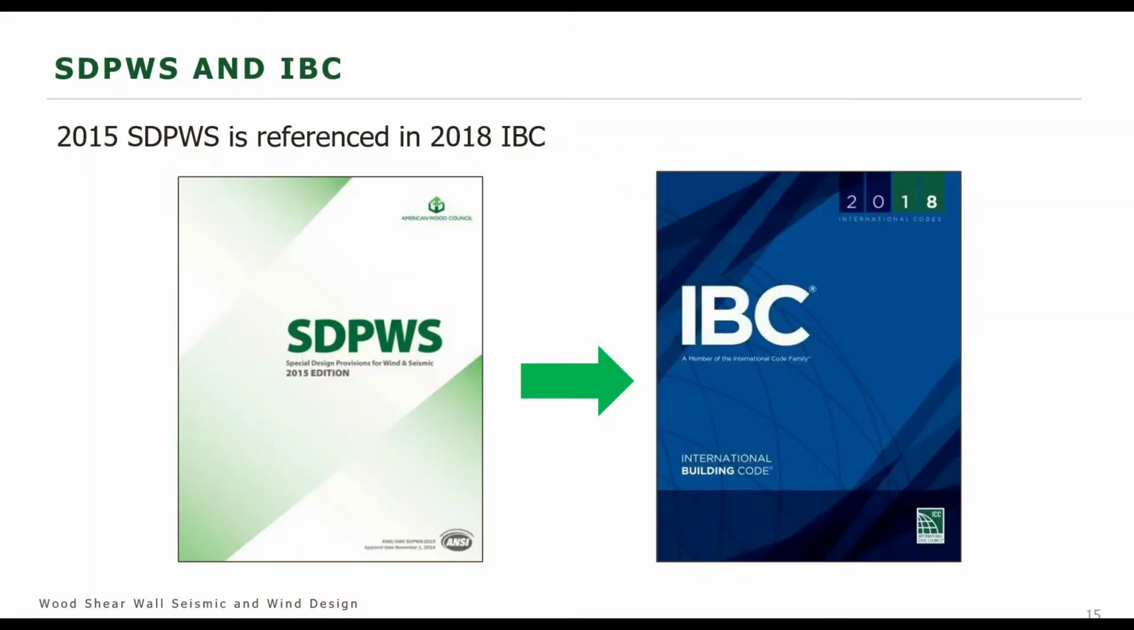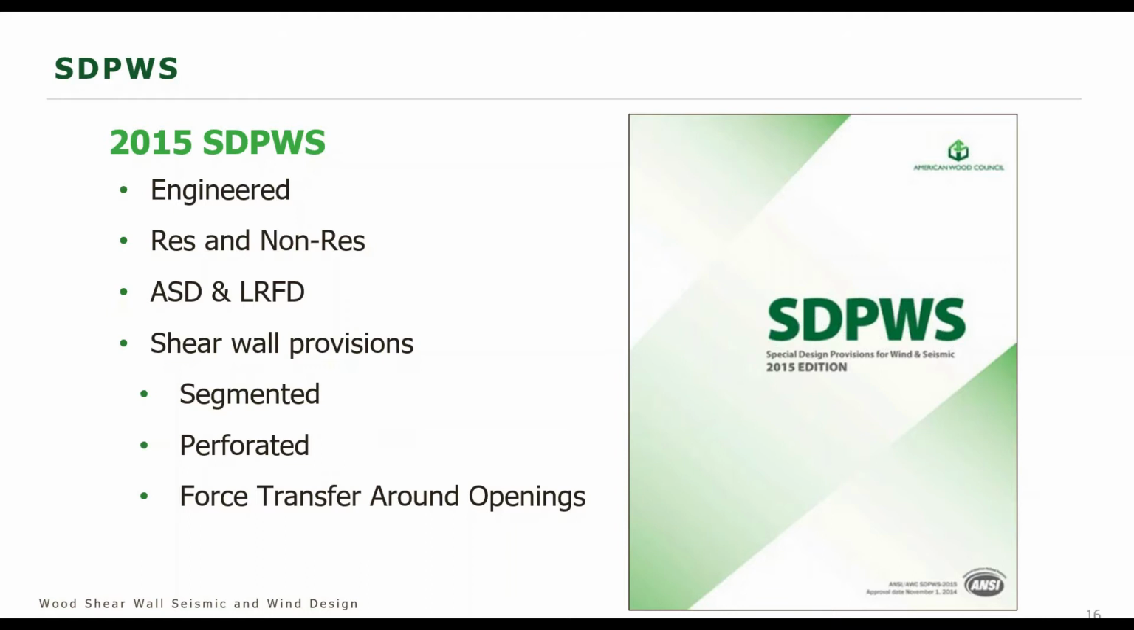The 2015 special design provisions for wind and seismic (SDPWS) is referenced in the 2018 IBC. An update of this has not been released, so the 2015 edition is the most current edition of this document. SDPWS can be used as an engineered design for both residential and non-residential structures. It can be used for both ASD and LRFD designs, and the wood frame construction manual can only be used for ASD designs. So depending on your design needs, this can give you additional flexibility.